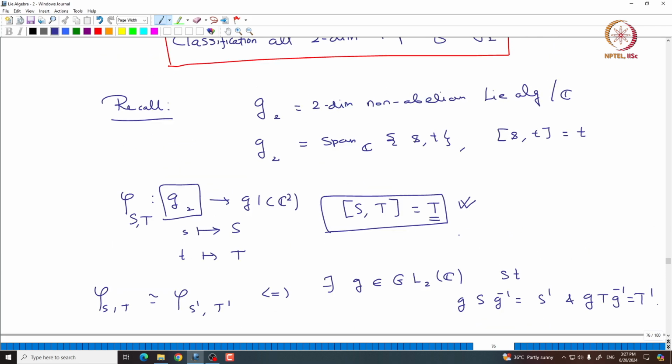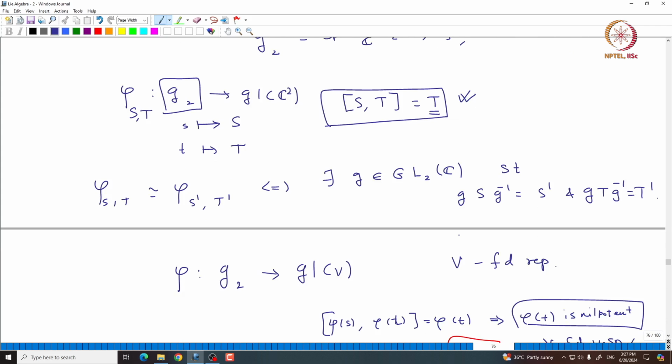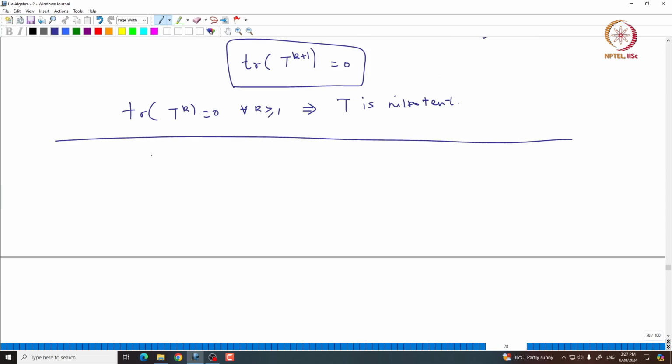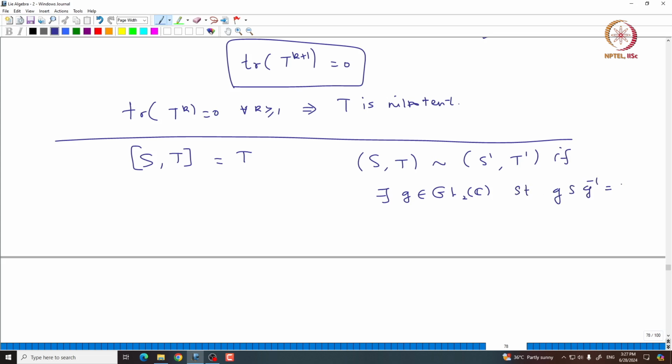So, now we want to understand when one can actually get a simultaneous G such that G s G inverse is S dash and G t G inverse is T dash. So, let us fix the tuple S and T such that the bracket of S and T equals T. So, we define the relation as before. S, T is related to S dash, T dash if and only if there exists G in GL2 of C such that G s G inverse is S dash and G t G inverse is T dash.